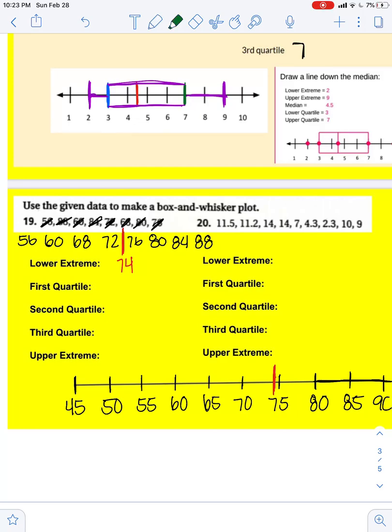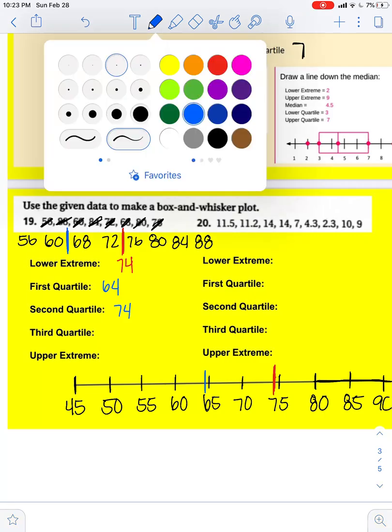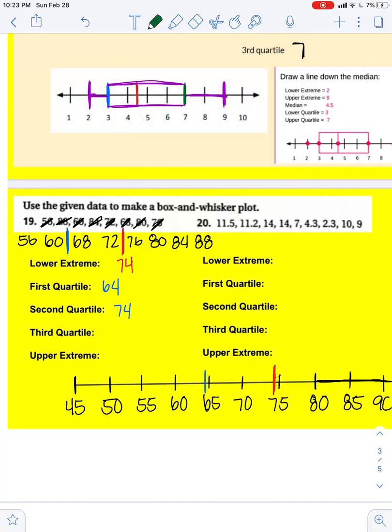Now we will go over here and do the same thing. So we found our second quartile at 74. The first one will be right in between 60 and 68, so it will be 64. So we'll go right here. And then we'll find the third quartile, which is right here between 80 and 84. And that will be 82. So we will mark that right about here.